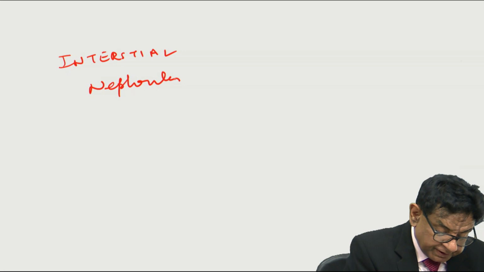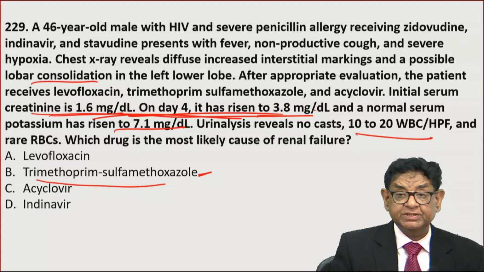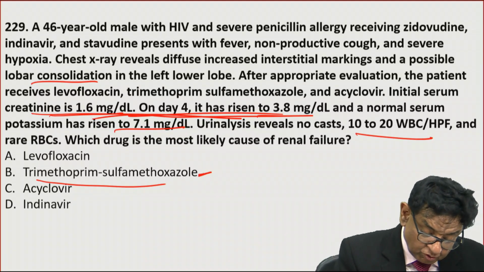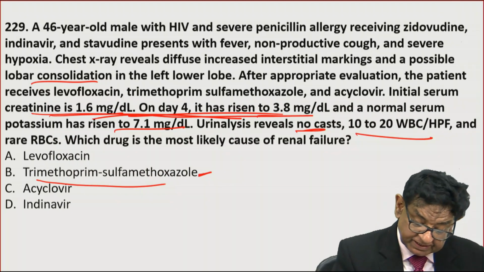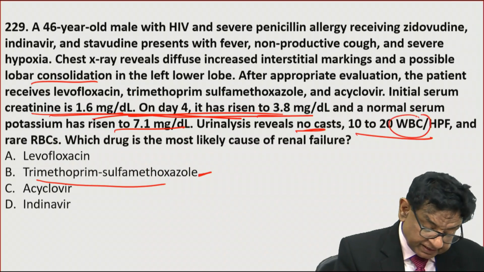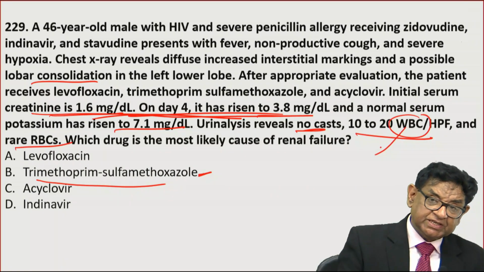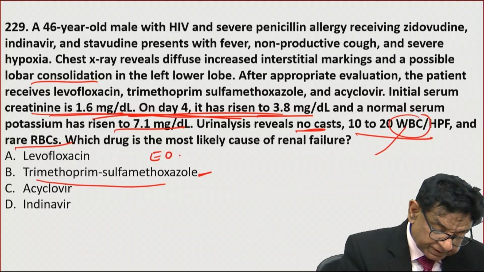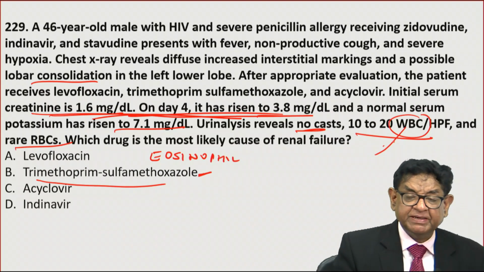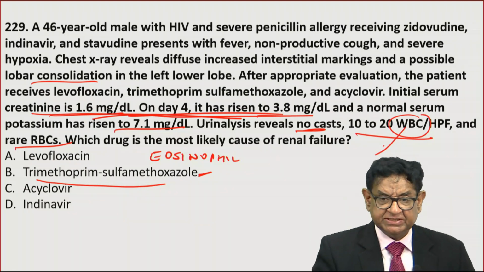And the whole problem is within 3 to 4 days. It's a short history, and there's no cast. No cast means it's not due to pyelonephritis, but there are WBCs and no RBCs. That means it's not a glomerular disease at all. And now, extra question: what type of WBCs are these? These are eosinophils. Suppose in the question they mention eosinophils, then there's no doubt, 100% we are dealing with interstitial nephritis.